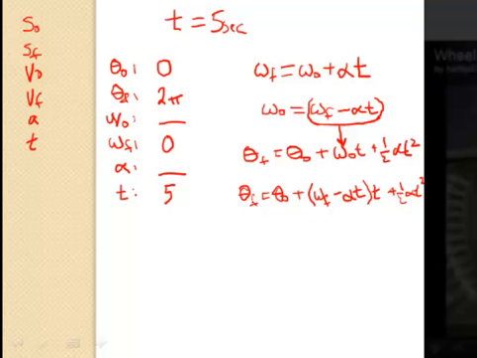The final rotation was 2 pi. The initial rotation is 0, so that term cancels out. The final velocity is 0, so that term goes away. But I still have a negative alpha. There's a t and another t, so that's 5 times 5. So I'll write 5 squared. And then here, plus 1/2 of alpha times 5 squared.